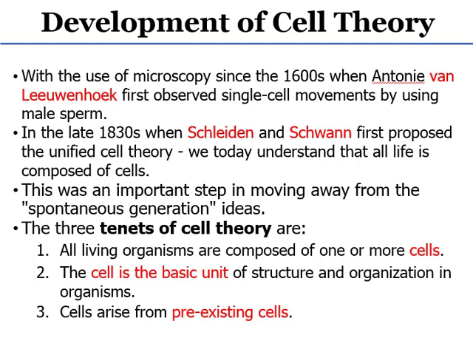Now fast forward to the 1830s when Schleiden and Schwann, this was a team effort between a botanist and a zoologist, found a unified theory, first proposed, called the tenets of cell theory, which state all living organisms are composed of one or more cells. The cell is the basic unit of structure and organization in organisms. All cells arise from pre-existing cells.